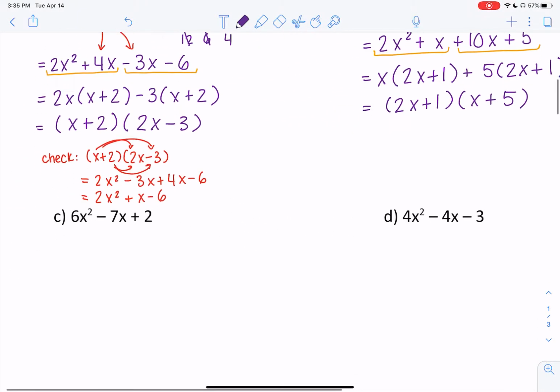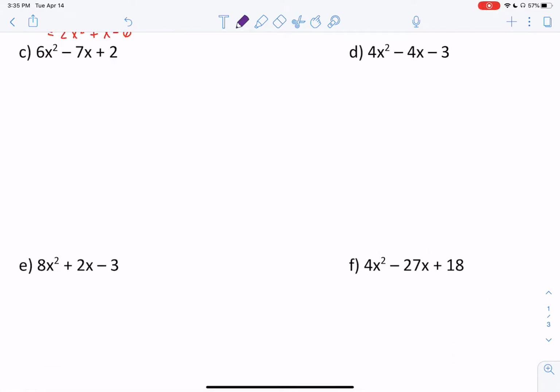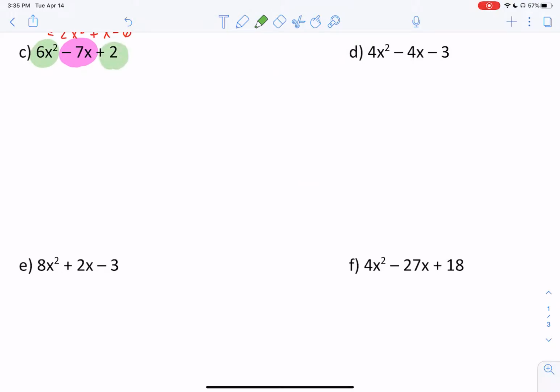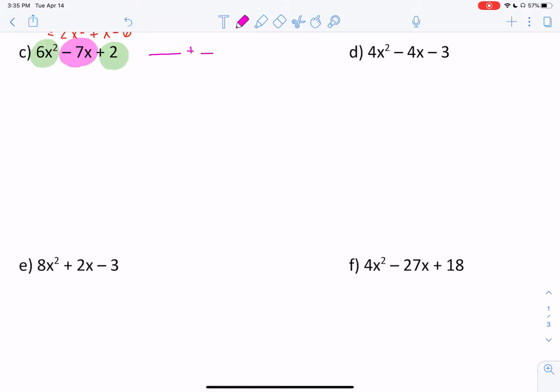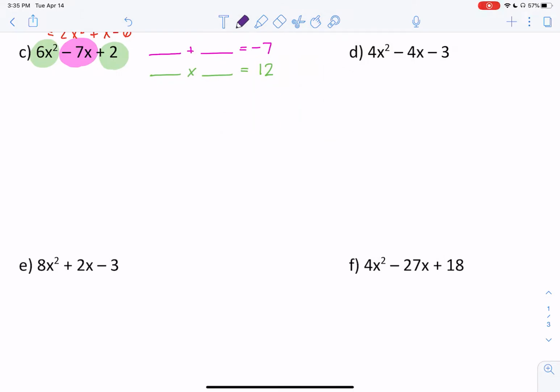All right, next example. So again, first thing we always do, identify our variables. So that is B, and then we have C and A. So we need two numbers that add to B and two numbers that multiply to A times C. So in this case, we have 6 times 2, which is 12. So we're going to look for our numbers.